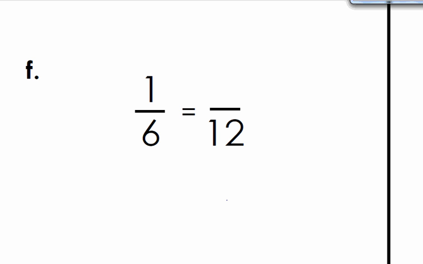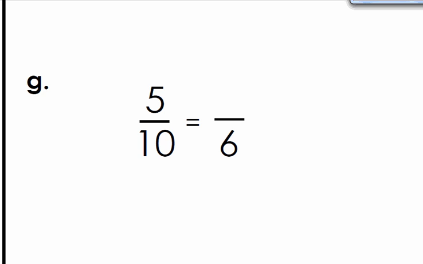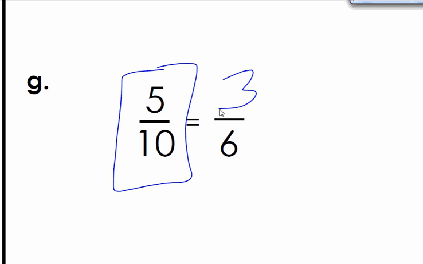So tell yourself, what number times 6 gives me 12? 2. So whatever I do to the bottom, I do to the top. So what's 1 times 2? 2 as well. There you go. Put it here. We have to use multiplication. Look at this fraction. What does that equal? A half. You're right. So what's half of 6? 3. Then I'm done.